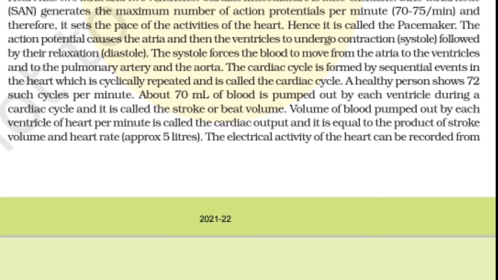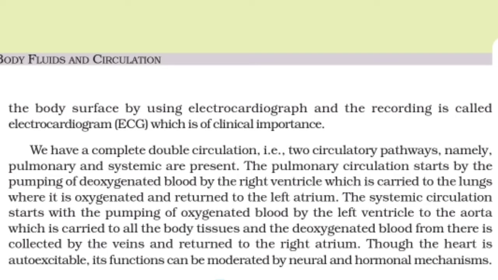About 70 ml of blood is pumped out by each ventricle during a cardiac cycle, and it is called the stroke or beat volume. Volume of blood pumped out by each ventricle of heart per minute is called the cardiac output, and it is equal to the product of stroke volume and heart rate (approx 5 liters). The electrical activity of the heart can be recorded from the body surface by using electrocardiograph, and the recording is called electrocardiogram (ECG), which is of clinical importance.